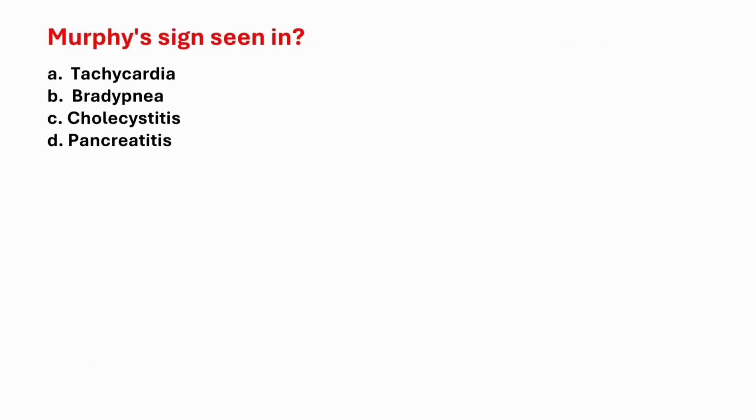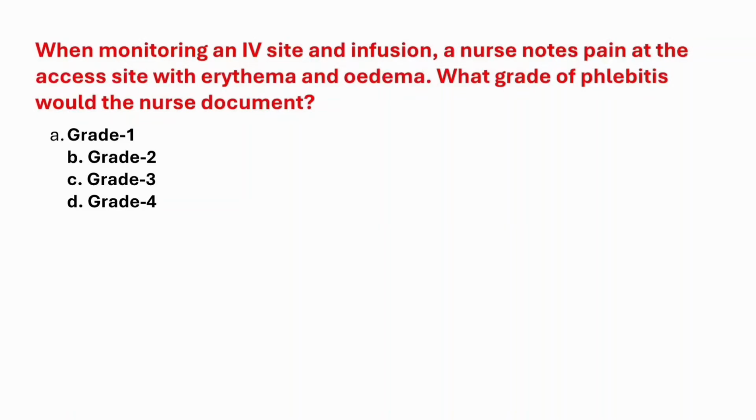Tachycardia. Murphy's sign is seen in A. Tachycardia. B. Bradypnea. C. Cholecystitis. D. Pancreatitis. The correct answer is C. Cholecystitis. When monitoring an IV site and infusion, a nurse notes pain at the access site with erythema and edema. What grade of phlebitis would the nurse document? A. Grade 1. B. Grade 2. C. Grade 3. D. Grade 4. The correct answer is B.